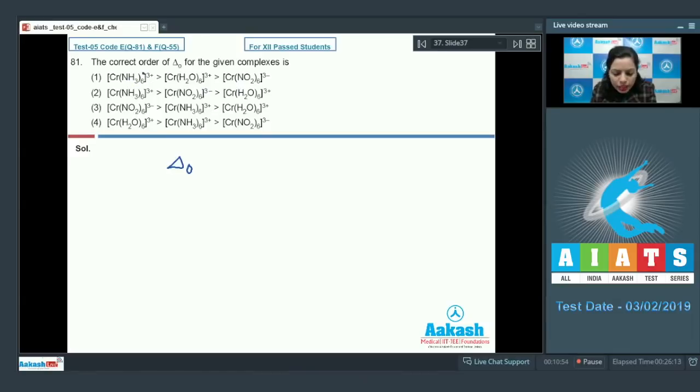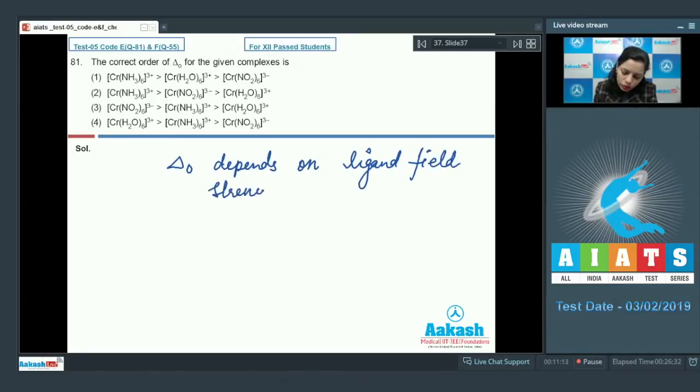In all of these complexes, certain ligands are present, and we should know that this delta naught value depends on ligand field strength. The more the ligand field strength, the more would be the value of delta naught for that particular complex. So in this case, we have three ligands. One is ammonia, NH3. The second is H2O, and the third is NO2.